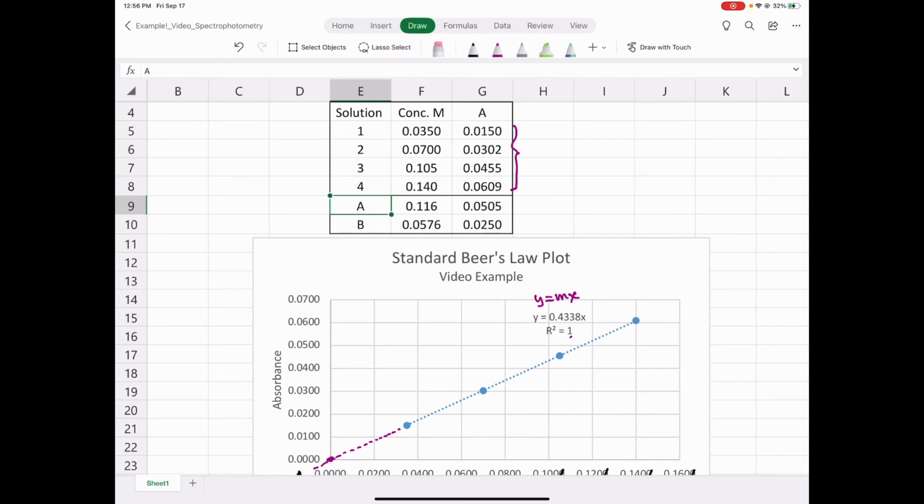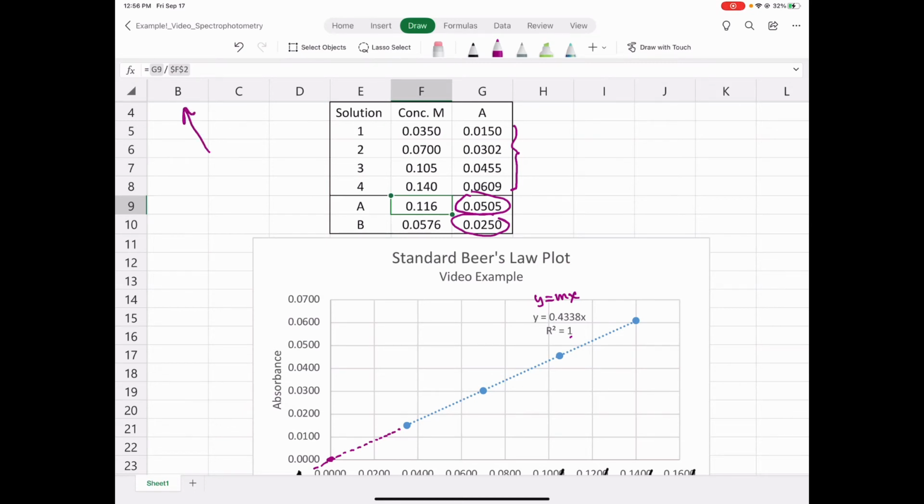Absorbances were given to you, so these two values were given. This one and this one were given in the problem. And so these two cells are calculations. I want to point to that cell and look at the formula on the formula bar and see how it's done. The formula bar is shown here in that corner.